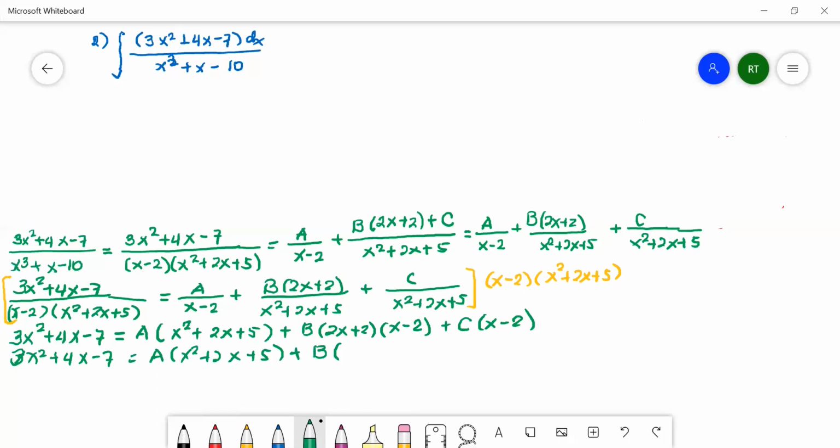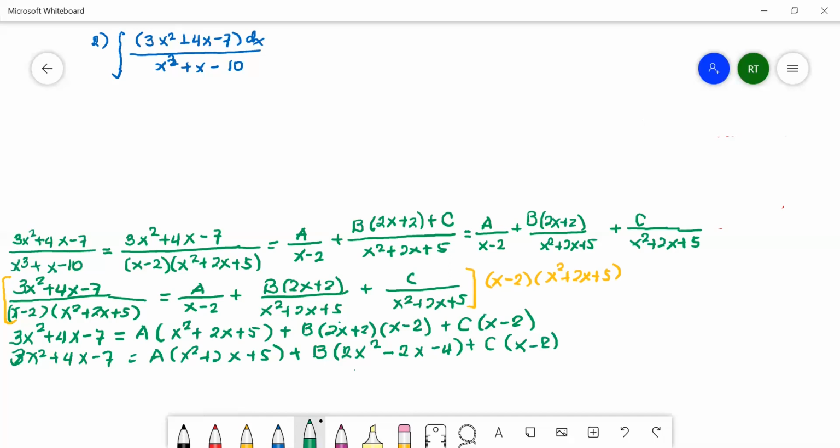We multiply 2x plus 2 by x minus 2. Here, 2x times x is 2x squared, 2x times negative 2 is negative 4x plus 2x is negative 2x, and 2 times negative 2 is negative 4, plus c times the quantity x minus 2.